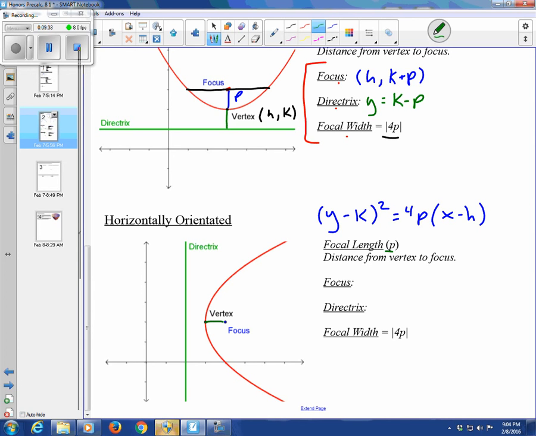So if we want to define the focus as an ordered pair, we're going to be the length p from the vertex to the focus, and that's going to give us the focus as the ordered pair (h + p, k). The directrix is going to be the vertical line now that is p in the opposite direction, so negative p away from the vertex. And right here we're going to be able to define the directrix as x = h - p. So that defines the focus and the directrix for a horizontally orientated parabola with vertex (h, k).